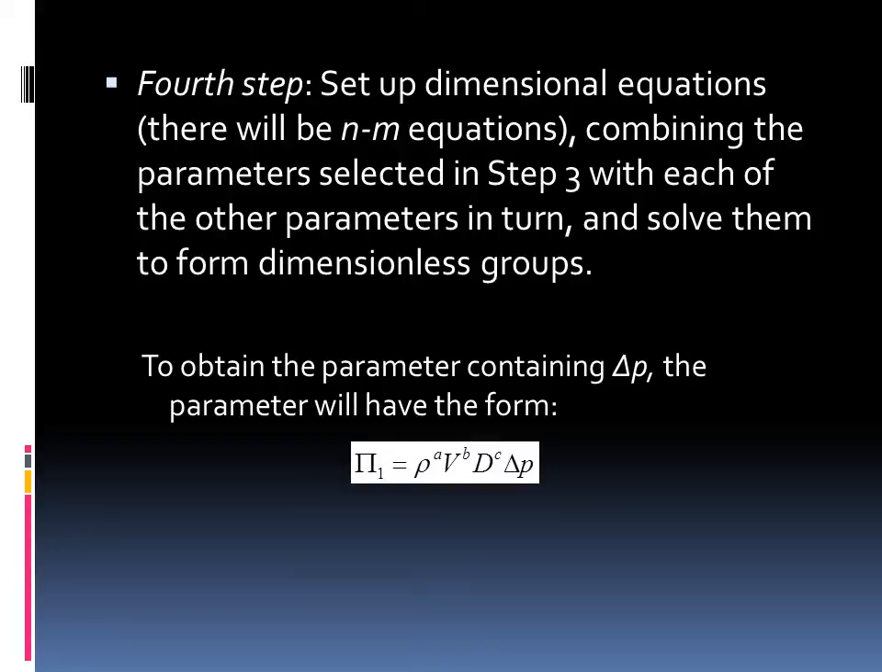Now, we must set up dimensional equations combining the parameters selected in step 3 with each of the other parameters in turn, and solve them to form dimensionless groups. Each dimensionless group will be composed of the repeating parameters and one of the remaining variables, and, as they are dimensionless, we can set the next equations. For example, to obtain the parameter containing the pressure loss, the parameter will have the next form.